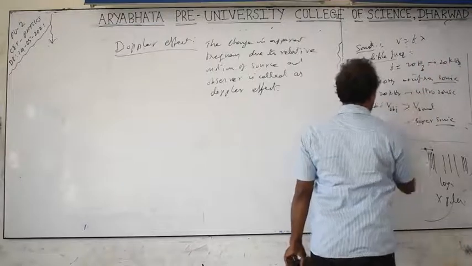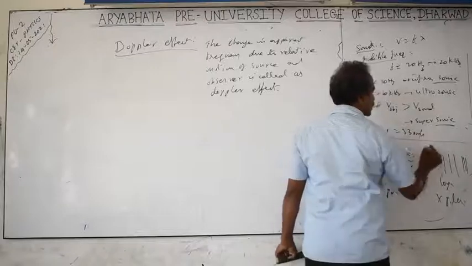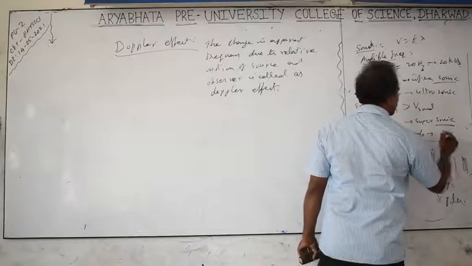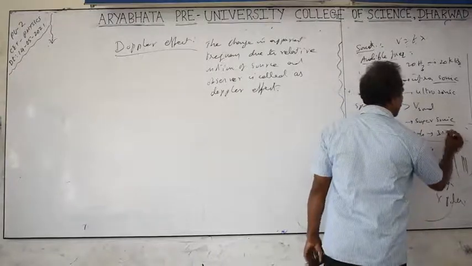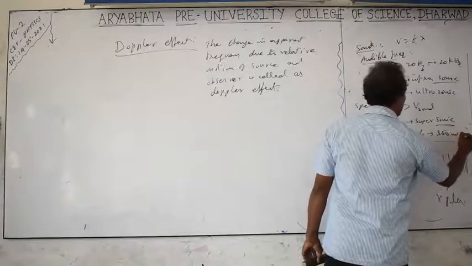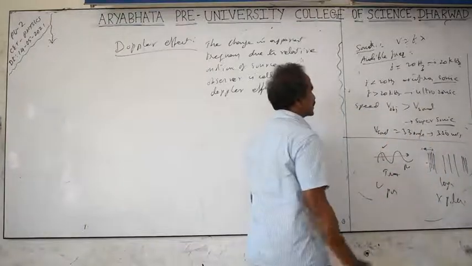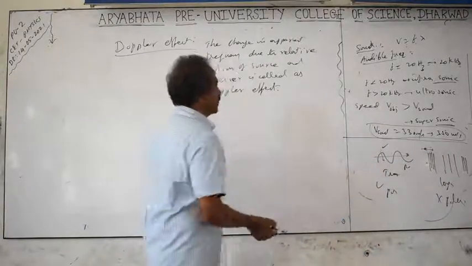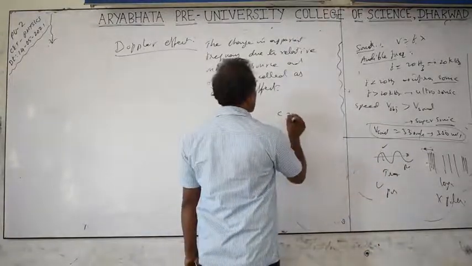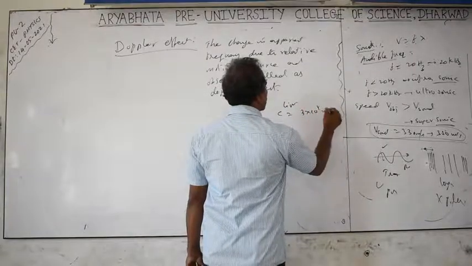What is the velocity of sound? The velocity of sound is 330 meters per second at 0 degree centigrade, and at high temperatures in summer seasons it can reach near 350 or 354 meters per second approximately. Generally, if they don't give it, use 330 meters per second. This is the velocity of sound. But if you talk about the velocity of light, it is very high. The speed of light in vacuum is 3 into 10 to the power of 8 meters per second.